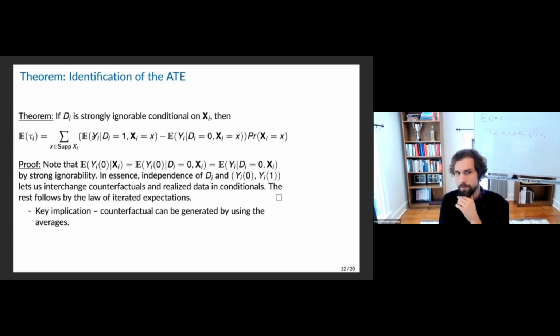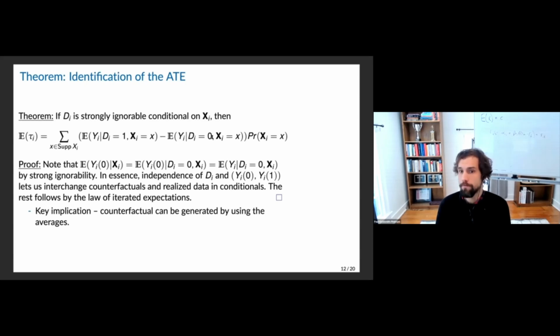Conceptually, when DI is strongly ignorable conditional on X, the average treatment effect is equal to a sum over the XI. If you don't need to condition on anything, if XI is just a constant, or if it's a random assignment, then just ignore the XIs. What we can do to estimate the treatment effect is take the observed outcome conditional on the treatment being on, minus the observed outcome where the treatment is 0. We're just taking the treatment group and the control group and taking the difference.